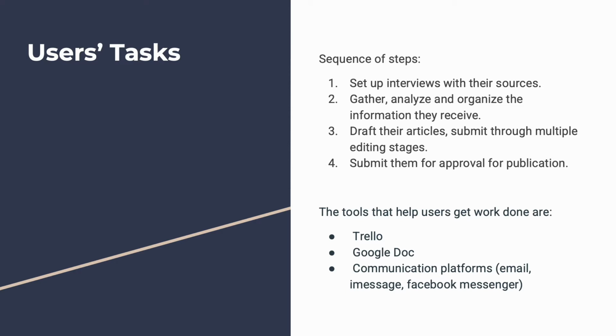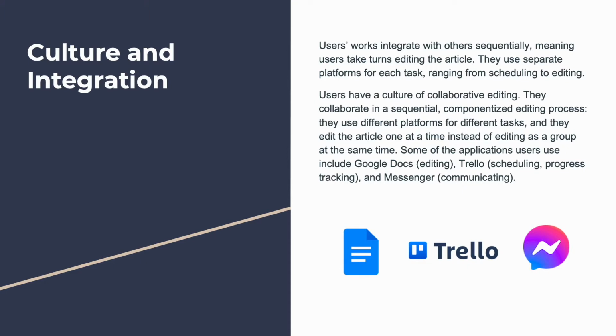They closely follow a sequence of steps that involve setting up interviews with sources, gathering, analyzing, and organizing information, drafting articles, and submitting through multiple editing stages in order to tell in-depth and well-reported stories. And they accomplish these tasks by using multiple tools such as Trello, Google Docs, and communication platforms such as email, iMessage, Facebook Messenger, etc. Our users' work integrates with others sequentially, meaning users take turns editing the article. They use separate platforms for each task, ranging from scheduling to editing.